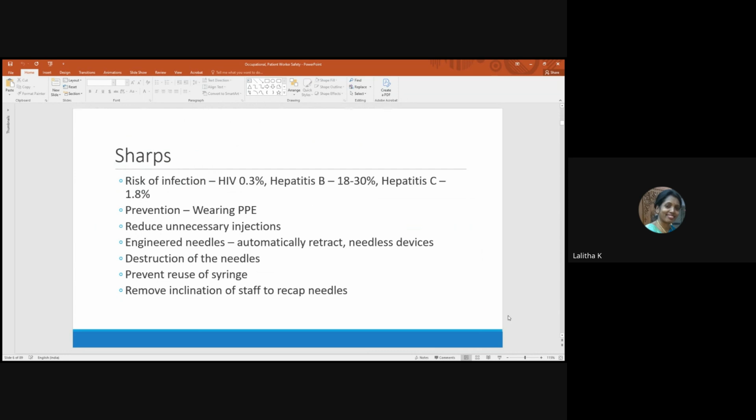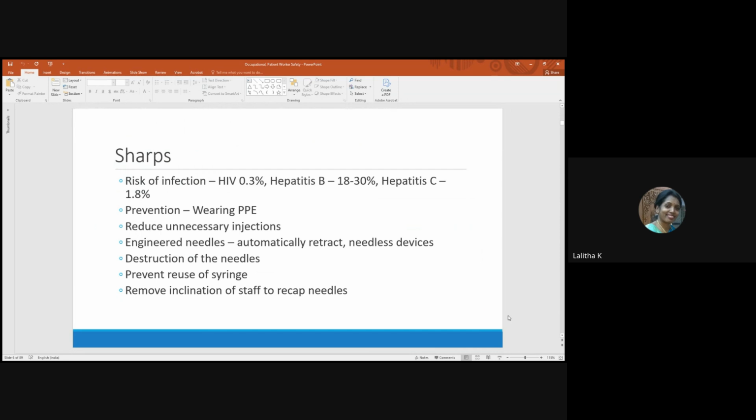Next, sharps. Sharps injury is one of the commonest injuries we come across. Which is the most common one we get? It's not HIV. It is more of hepatitis B, which is the most risk. If you have an injury, the chances of transmission of hepatitis B is 18 to 30%, whereas HIV is 0.3%, hepatitis C is 1.8%.